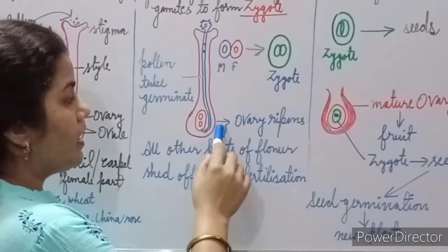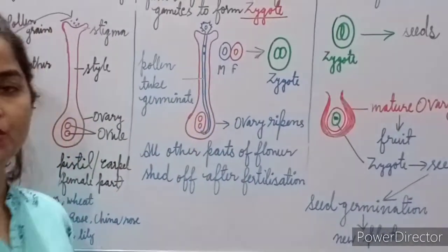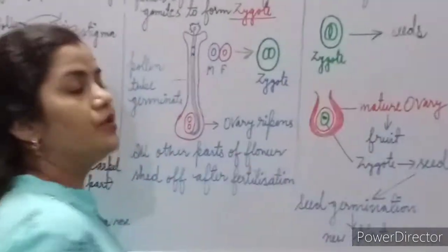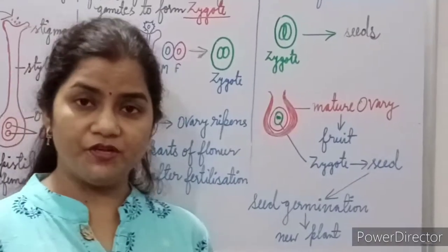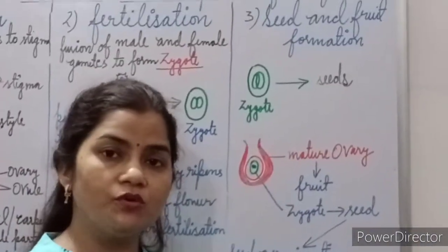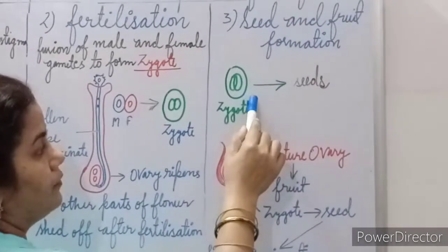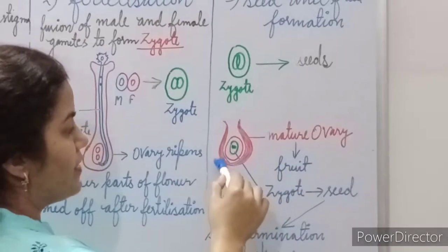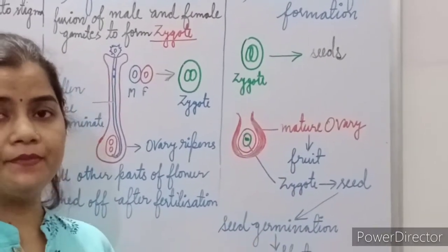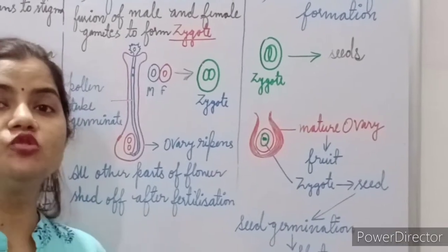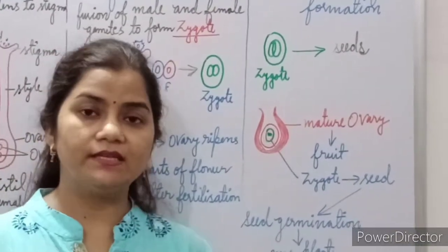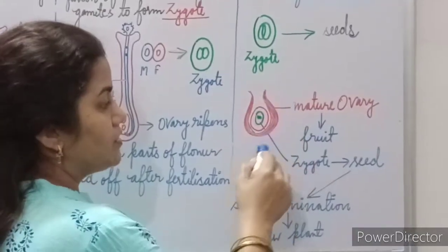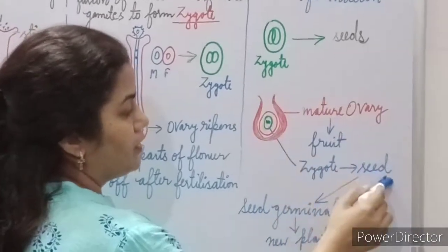So what happens to the ovary? After some time the ovary becomes mature and ripens, and then it is converted into fruit. The next process which we are going to discuss is seed and fruit formation, how the seed is formed and how the fruit is formed. When the zygote develops, it develops into seeds, and the ovary becomes mature, ripens, becomes more fleshy and converts into fruit. Generally we have noticed that the seeds are present inside the ovary. So the ovary converts into fruit and the zygote converts into seed.